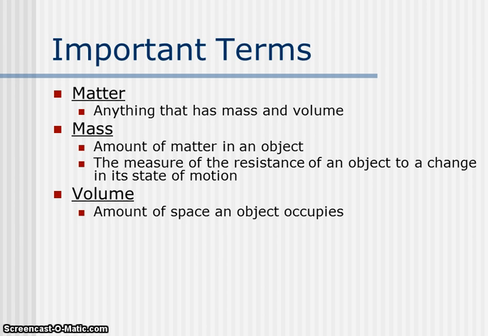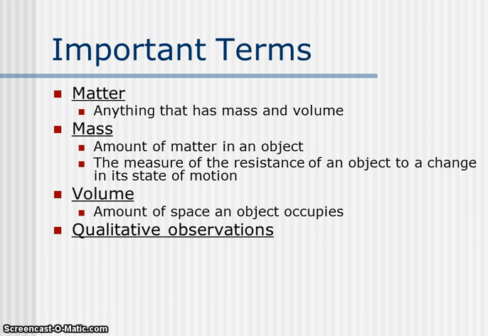Oftentimes, though, we have objects that are solids and don't have a regular shape, and we need to measure their volume. So we would use a process called displacement of water. In this case, we would take a graduated cylinder, fill it with a known amount of water, add the object, and find out how much the water level rises or is displaced by that object. And that would give us the volume of our object.